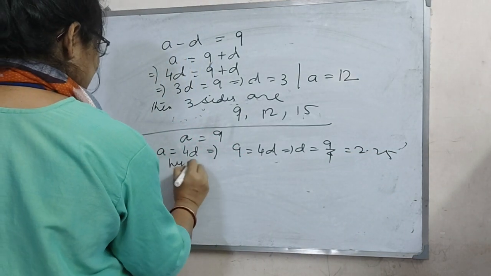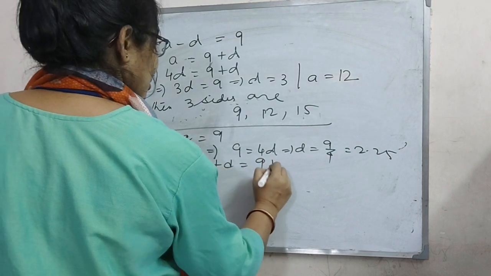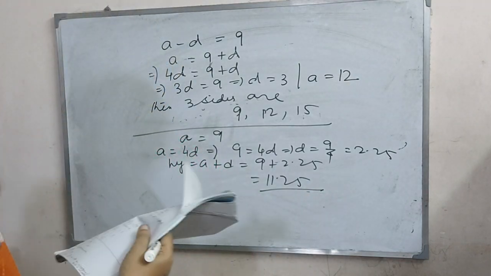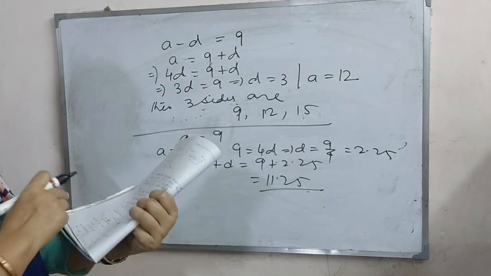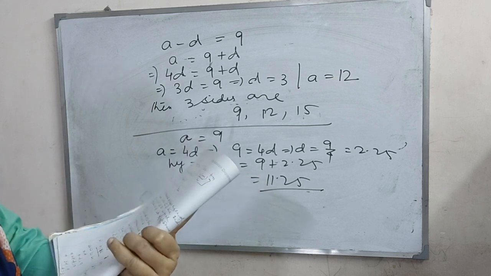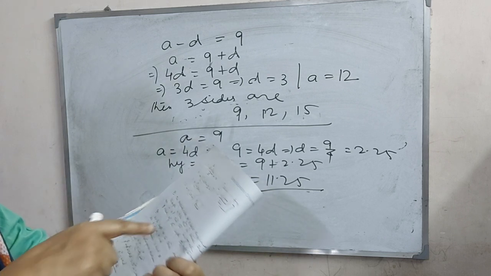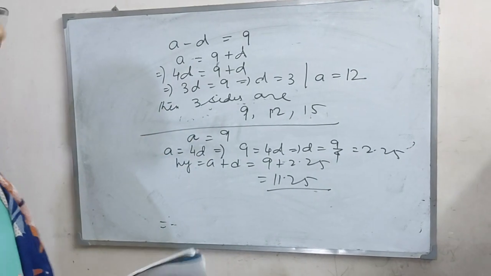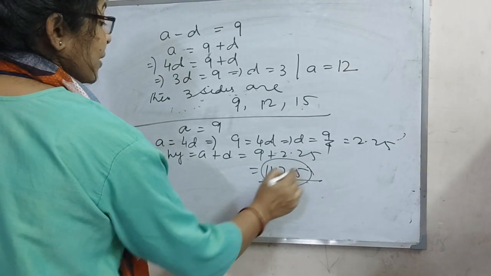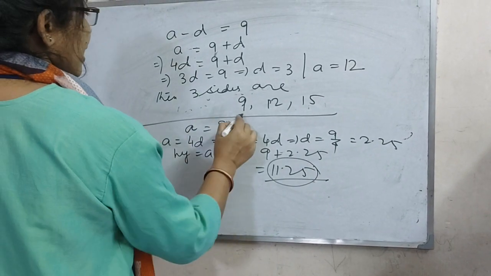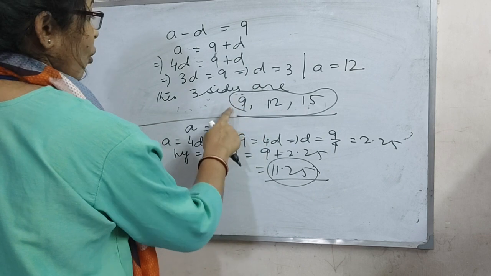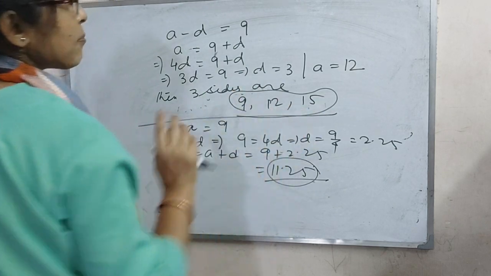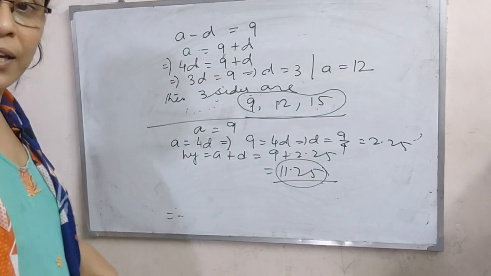So hypotenuse a plus d equals 9 plus 2.25, this equals 11.25. But here it is given the three sides are integral values. Most important thing, find the integral value of the length of the hypotenuse. The hypotenuse has a decimal value, so it is not a possible value. So this is the correct answer: the three sides are respectively 9, 12 and 15. 15 is the length of the hypotenuse. Okay, I am ending here.